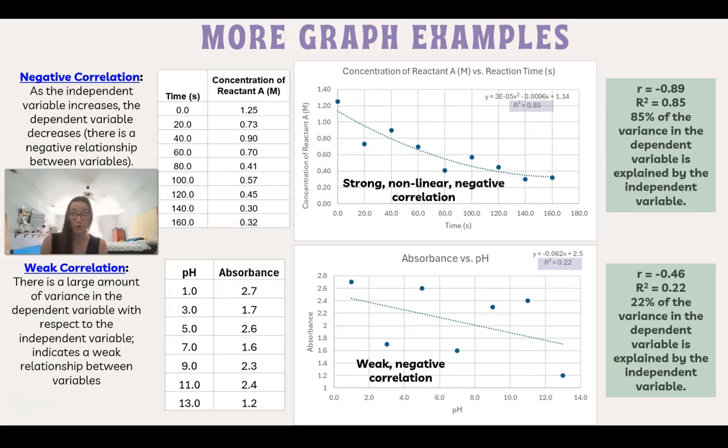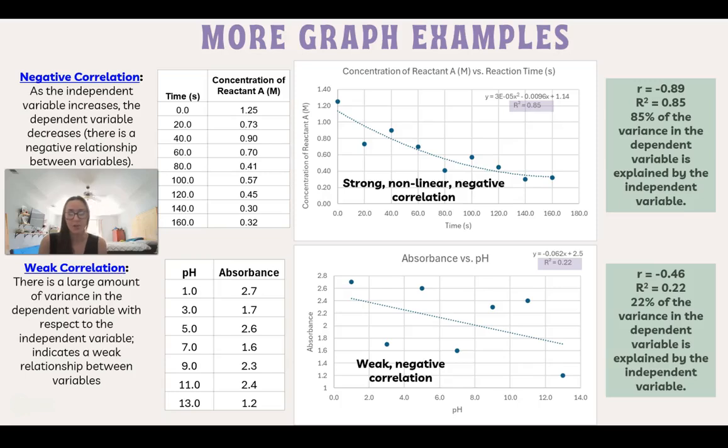So strong relationship. Let's look at a weak correlation. Okay, a weak correlation, you can see this R value is negative 0.46, so rather low. It's pretty more closer to 0 than it is to -1. And you can see that the R squared value is only 0.22. So only 22% of the variance in the dependent variable is explained by the independent variable. So that means 78% of that spread of your data is explained by other factors other than your independent variable.